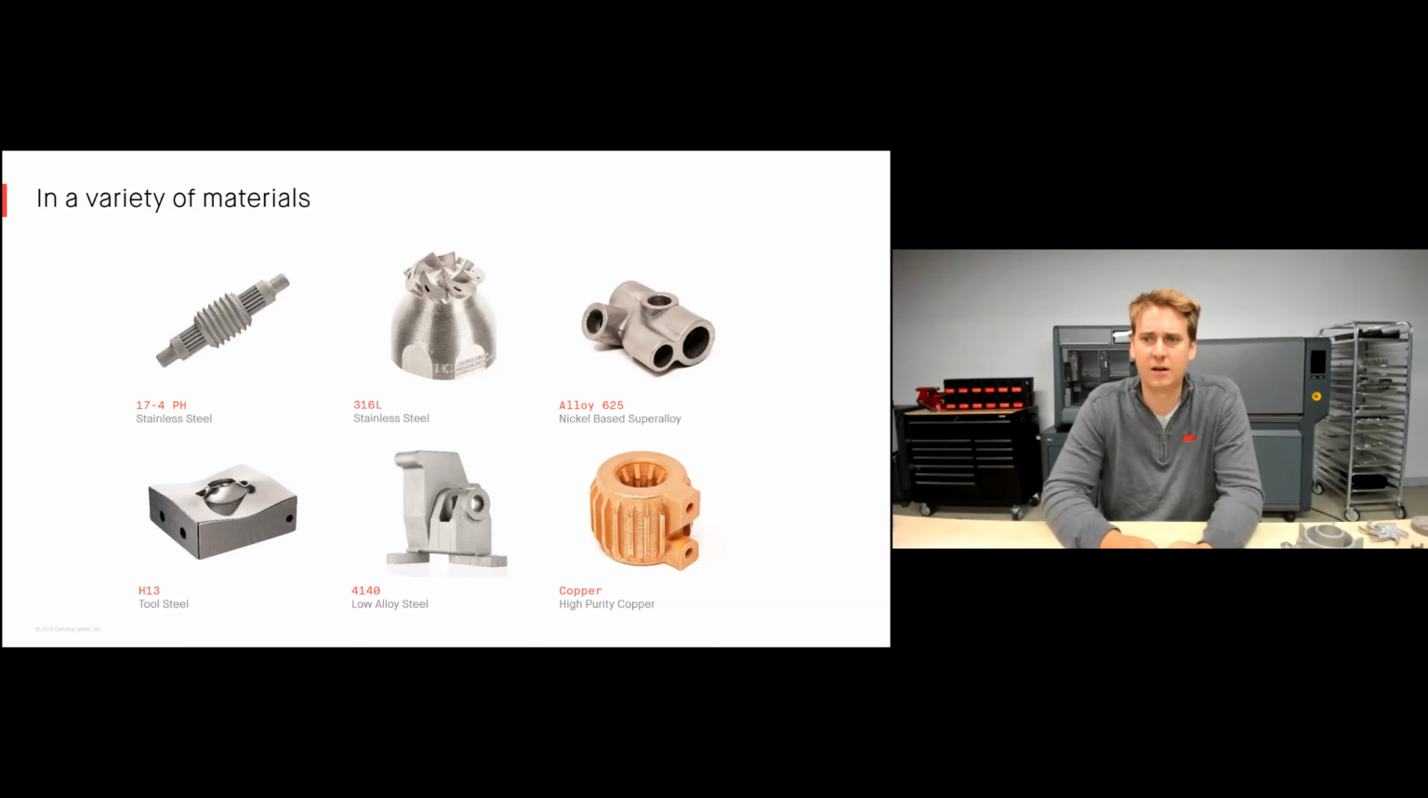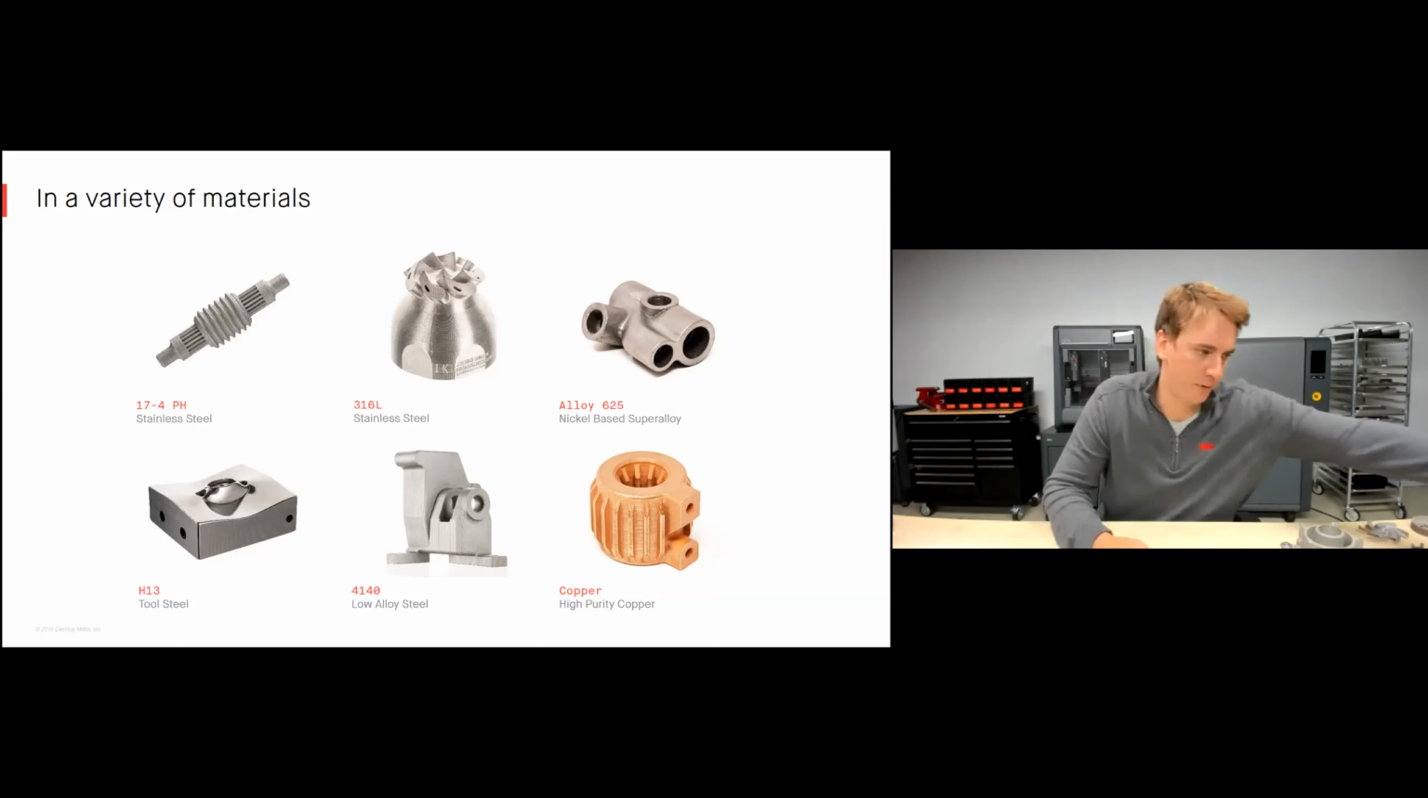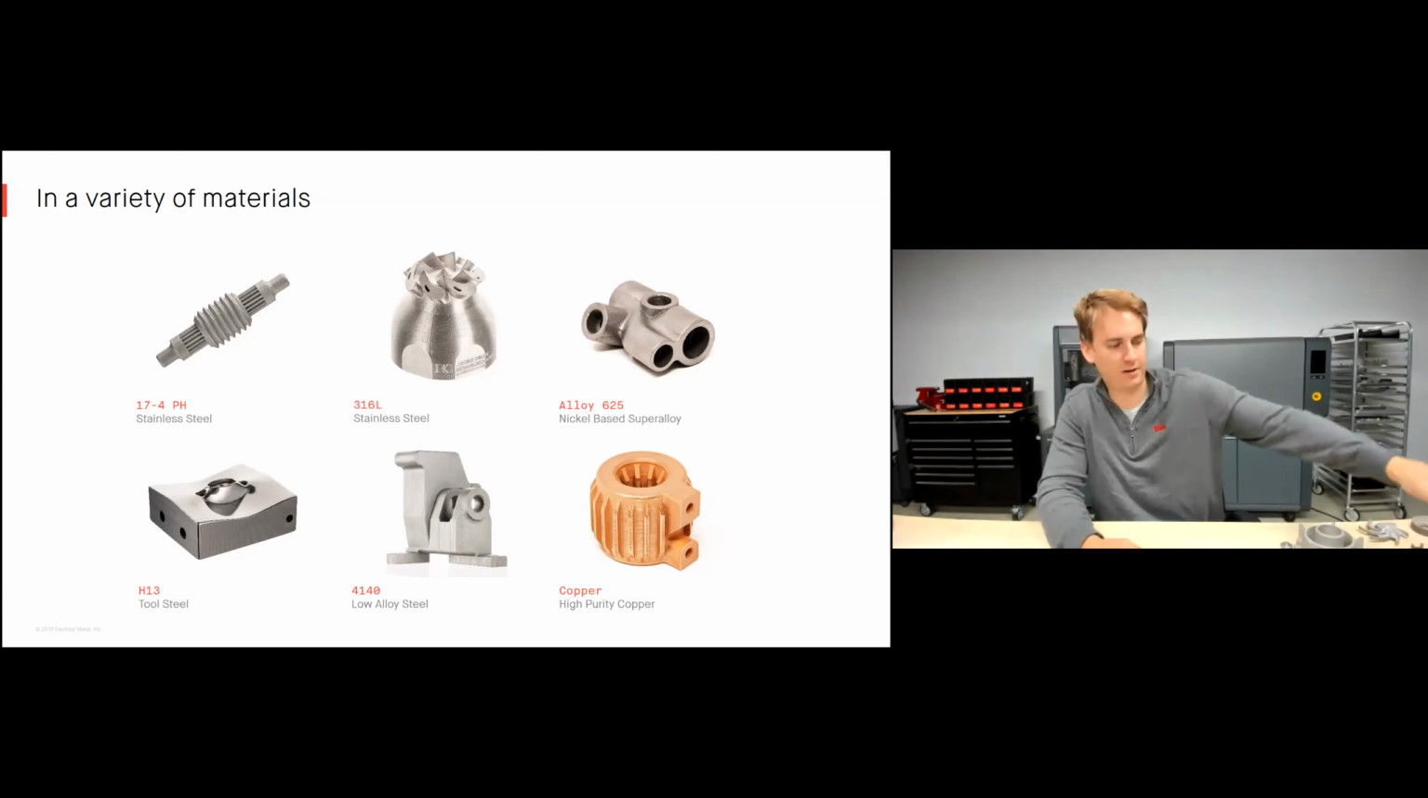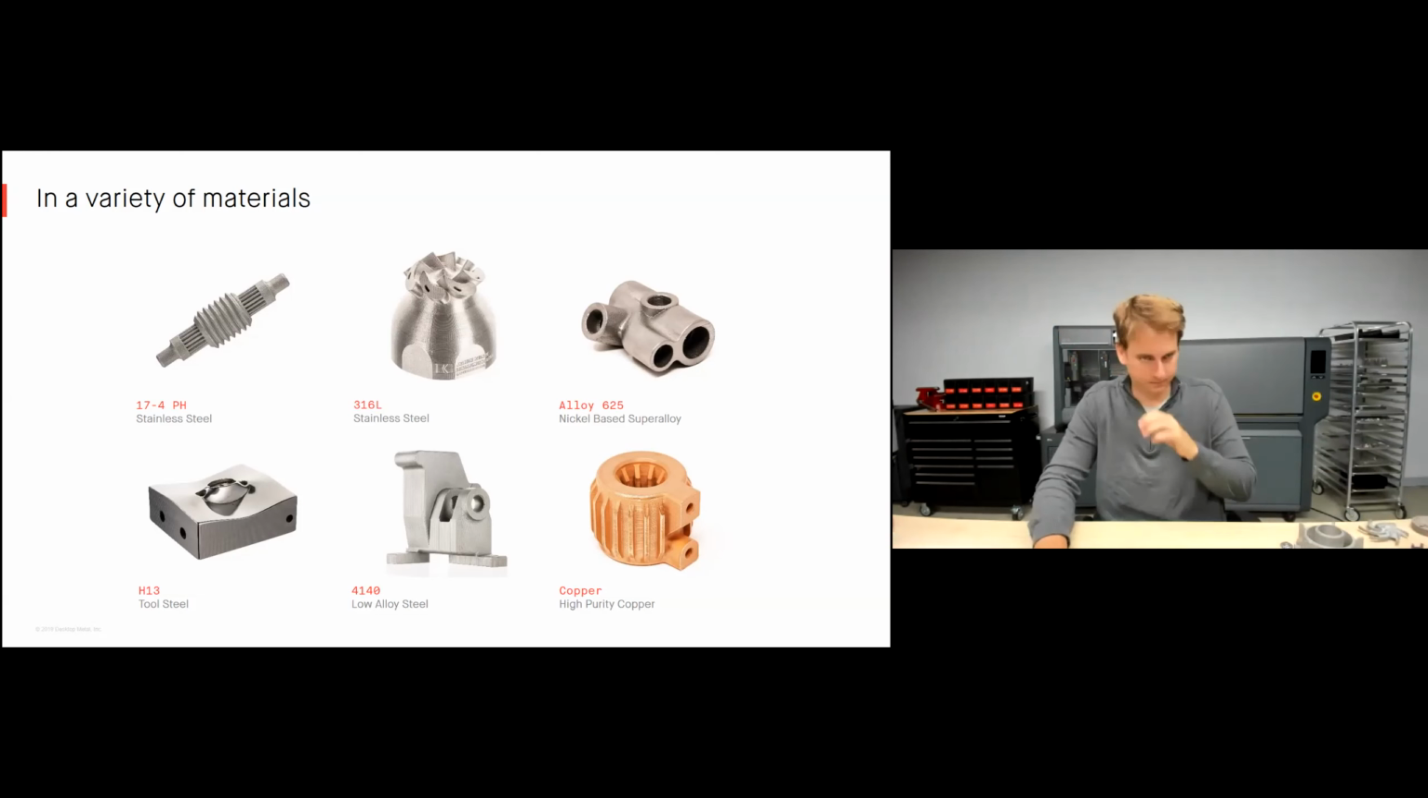H13 tool steel, excellent tooling material, known for its excellent hot hardness, which makes it excellent for fluctuating temperatures, like an injection mold core. 4140, another common low alloy steel, excellent hardness, which makes it great for end effectors, housings, even sheet metal tooling is commonly made out of 4140. And then, of course, copper, your high purity copper, which is great for those thermal and electrical conductivity parts.